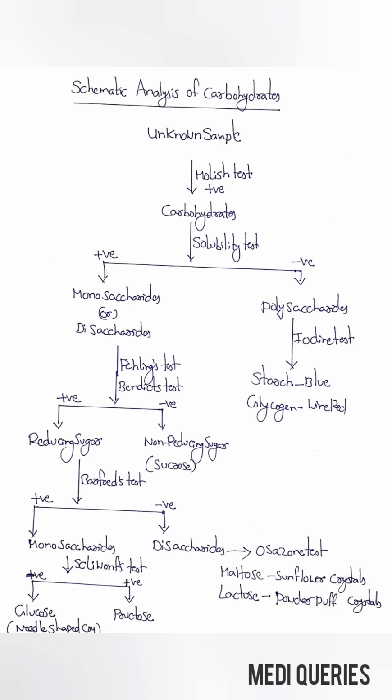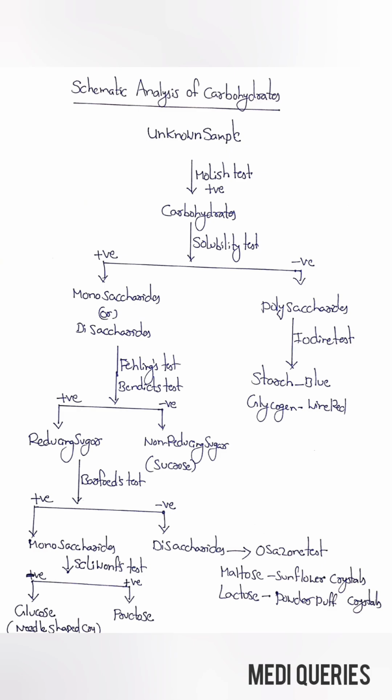If it is a polysaccharide, conduct an iodine test. To the test solution simply add an iodine solution. It will give blue color for the starch and wine red color for the glycogen. If it is a monosaccharide or disaccharide, conduct a Fehling's test and Benedict's test.